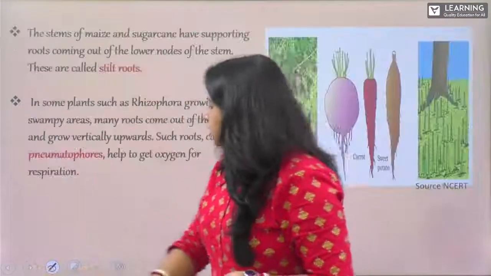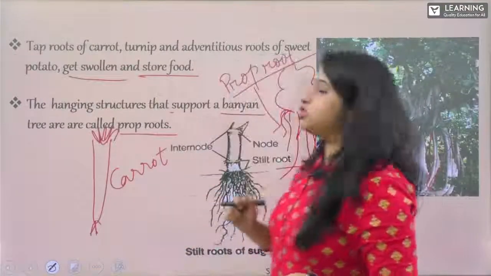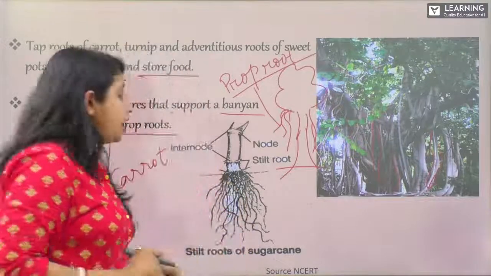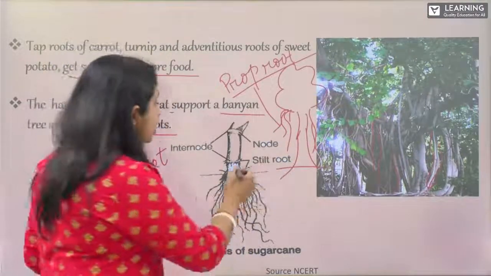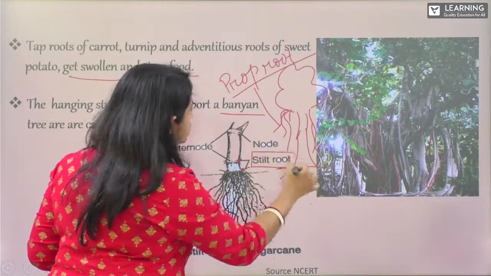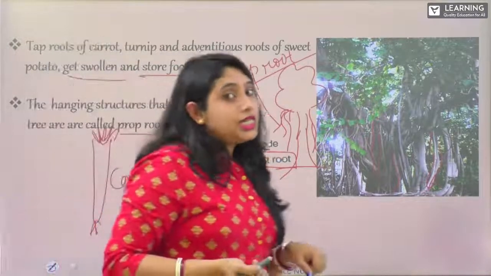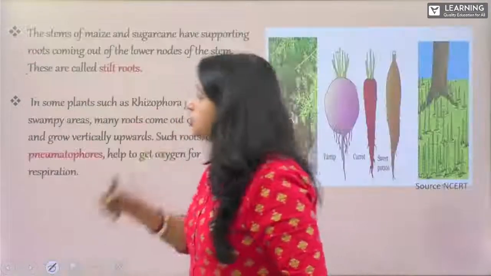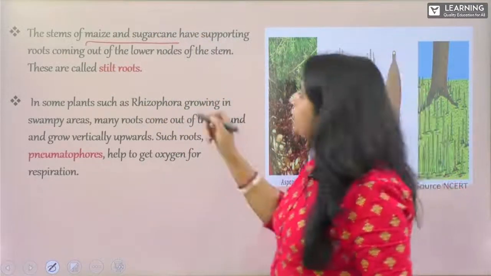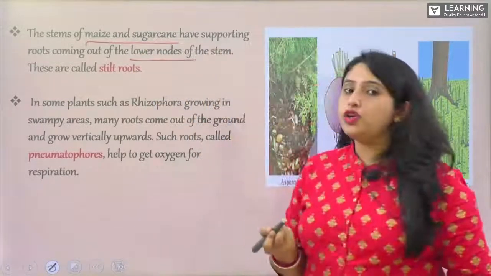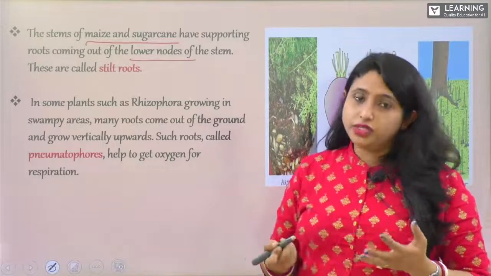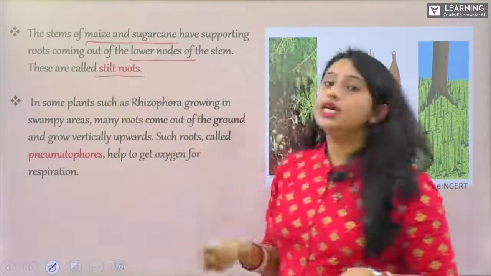Clear? Now in the case of sugarcane, as you can see, this is the sugarcane. The roots modify themselves and these roots are known as your stilt roots. This is found near the nodes. It is seen in the case of your sugarcane. The stems of maize and sugarcane have supporting roots coming out of the lower nodes. So as you have seen, from the lower nodes of the stem, the roots modify themselves and these roots are known as your stilt roots.